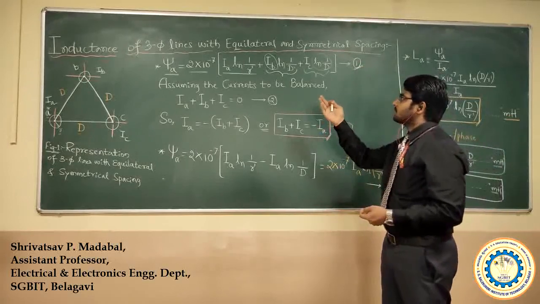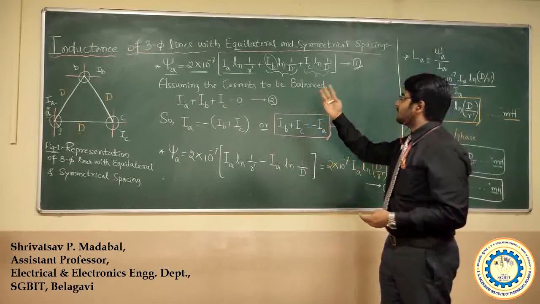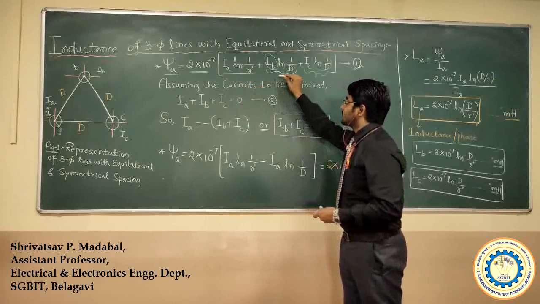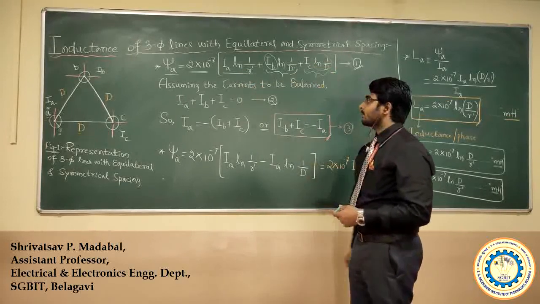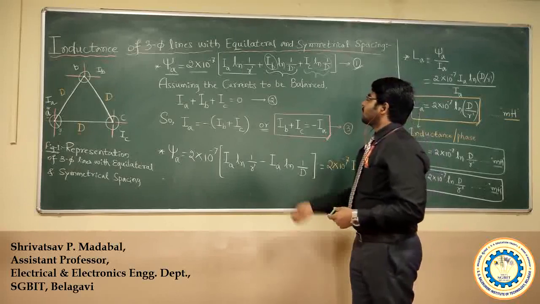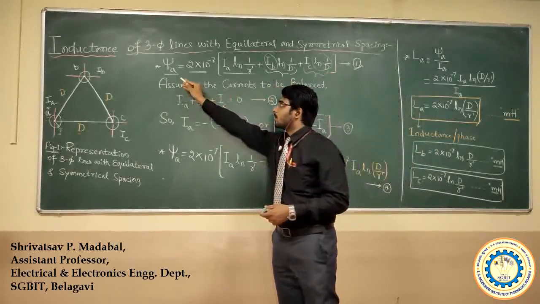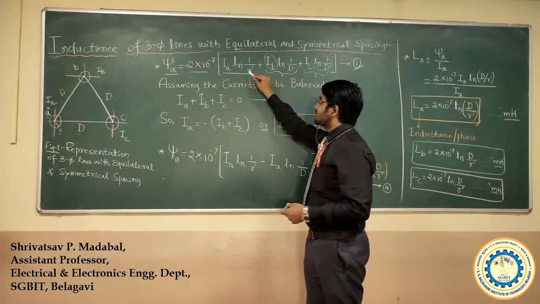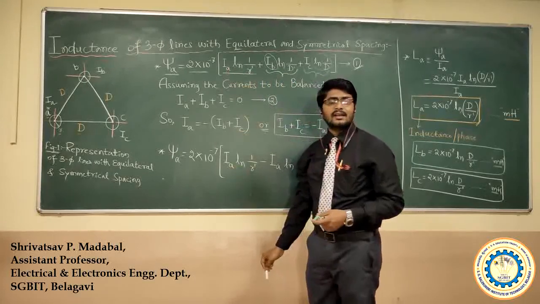So I found the flux linking in conductor A, but there are three different terms: one with respect to current IA, one with respect to current IB, and the third with respect to current IC. In order to find the flux linking with respect to conductor A, I can make some changes such that I end up with only one unknown term, that is current IA.